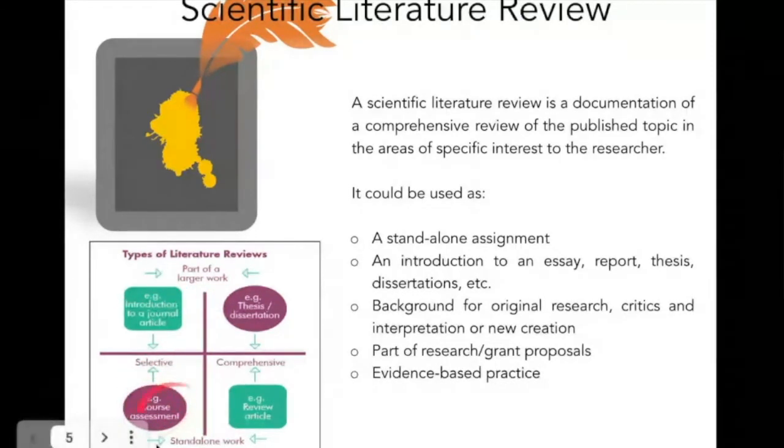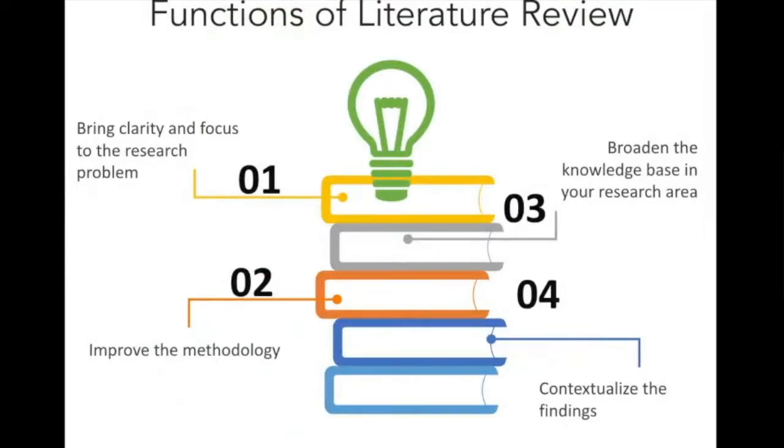And it is also a standalone assignment, as I said, for course assessment, and also in a review article, a full review article. It is a more comprehensive literature review. Okay, so what is the function of literature review? The first one is to bring clarity and focus to the research problems. The second one, to improve the methodology. The third one, to broaden the knowledge base in your research area specifically, and also to contextualize the findings.